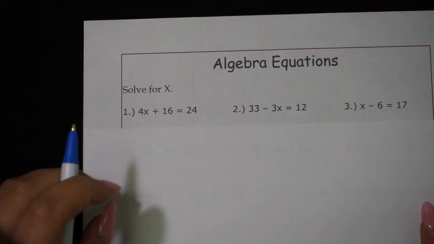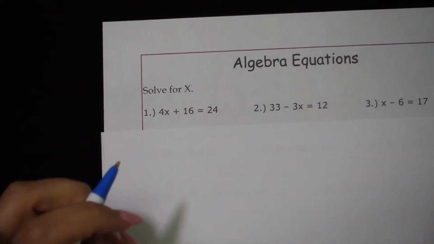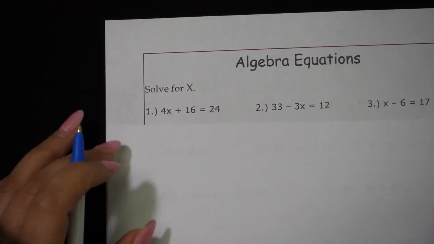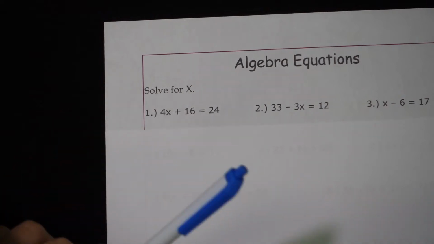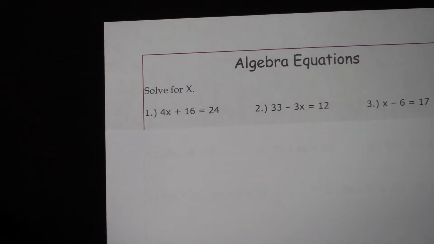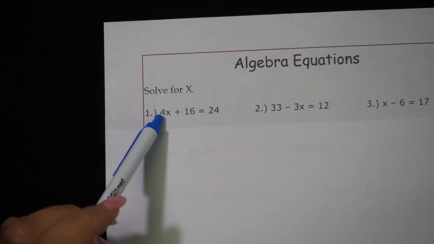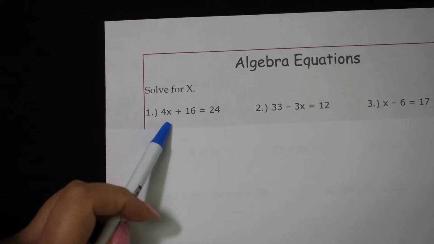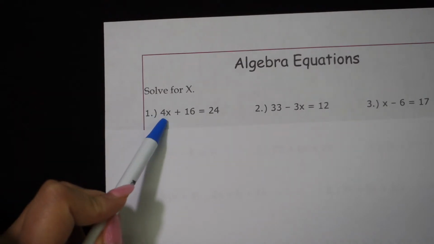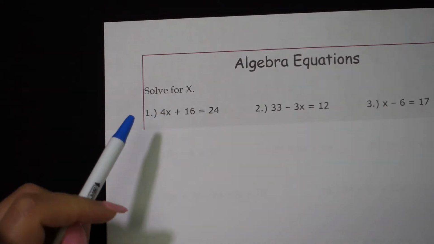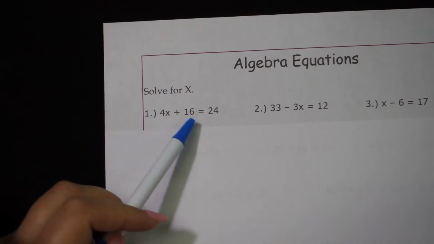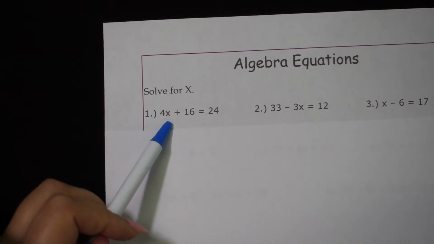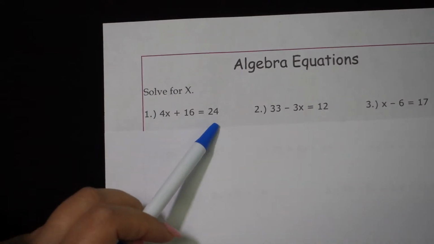So in the first problem, we have 4x plus 16 is equal to 24. So in equations like these, the main point is to get the variable isolated on its own. So getting everything away from the x in order to solve. So x is an unknown value that we want to find out to make this statement true, that 4 times that number plus 16 will give us 24.